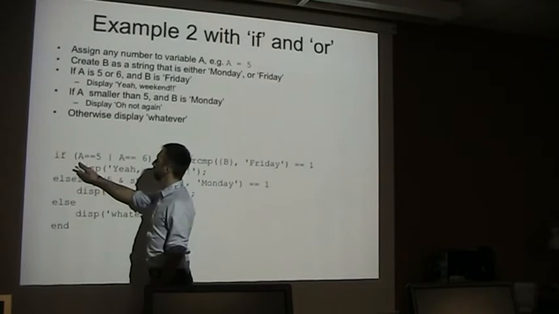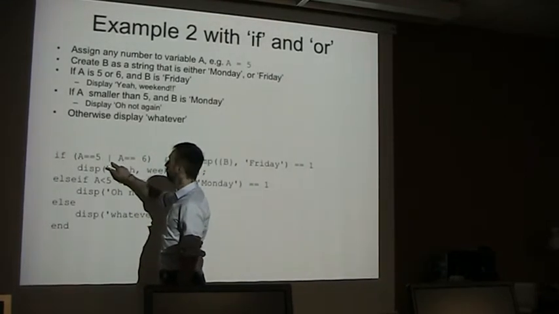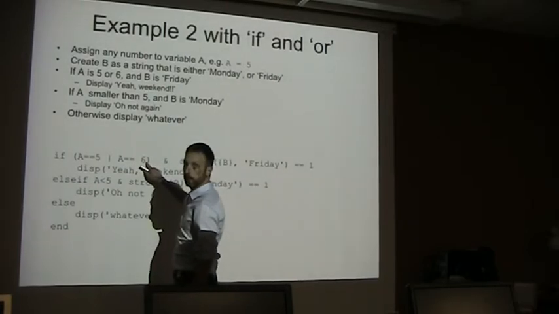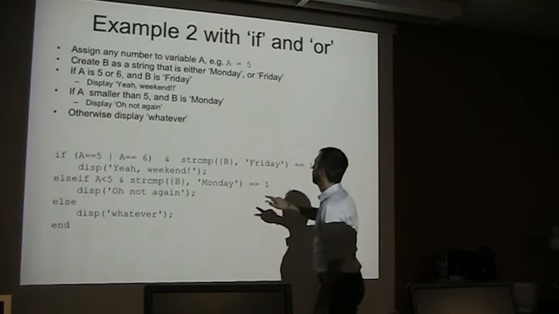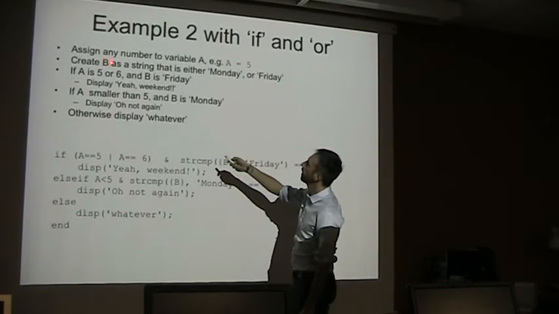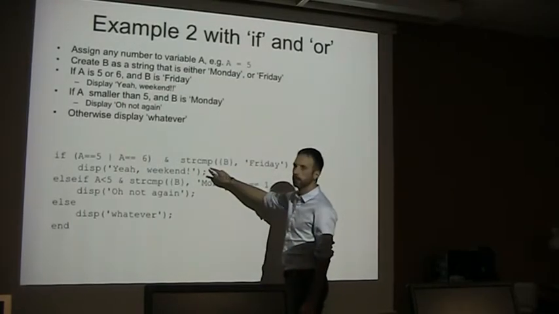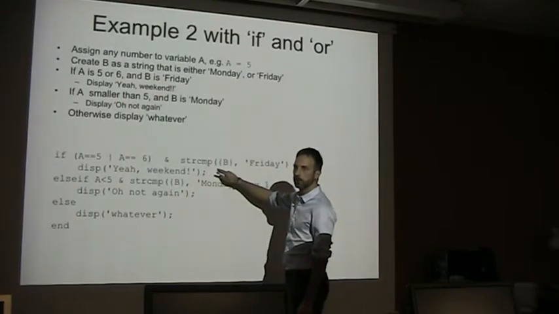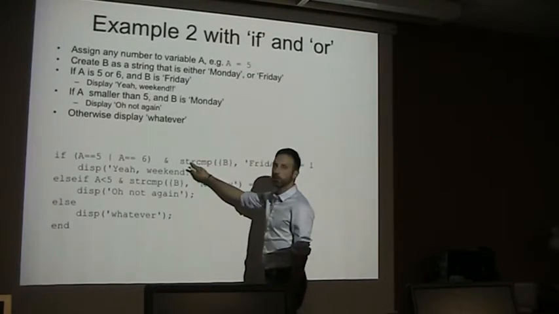Here we test if A equals 5 or, this is the sign for or, A equals 6. And we want to compare B, which we created here, with the string Friday. Tiziana already learned this yesterday, maybe he remembers. I think you were there, right? We use the function string compare.